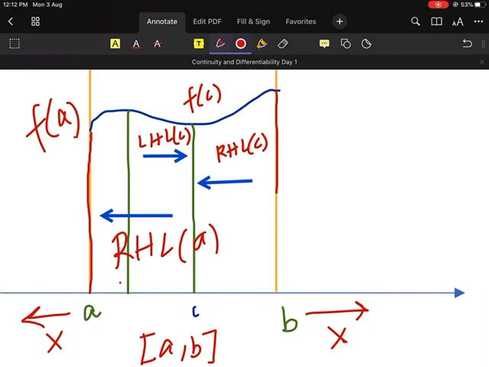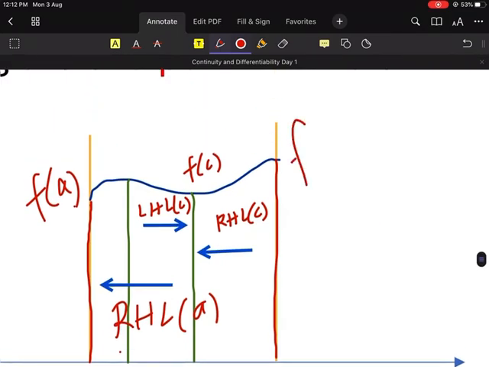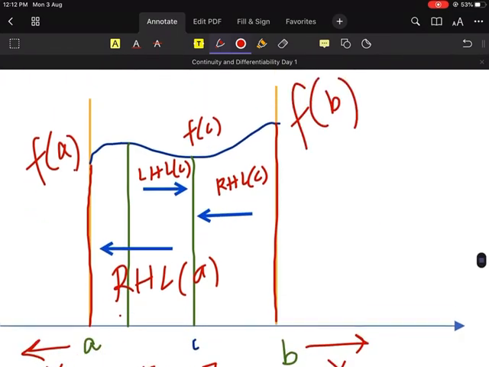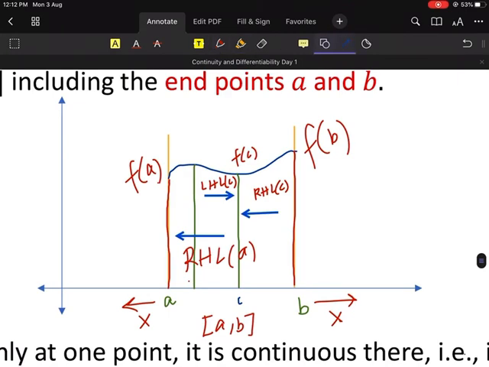Now tell me, at this end point, what will be the condition at point B? Tell me fast. Can I find the right hand limit at point B? Tell me, guys.